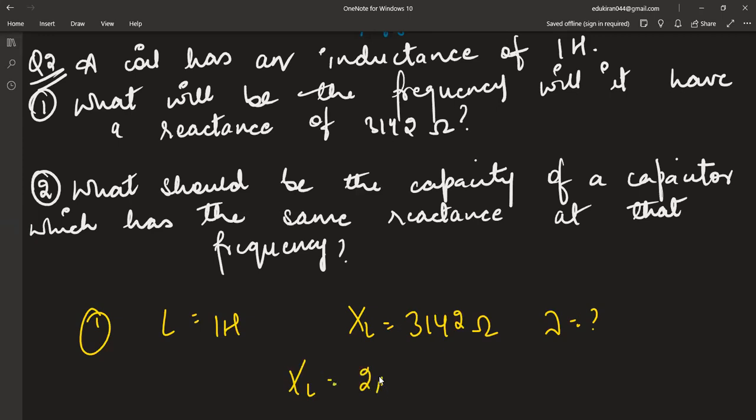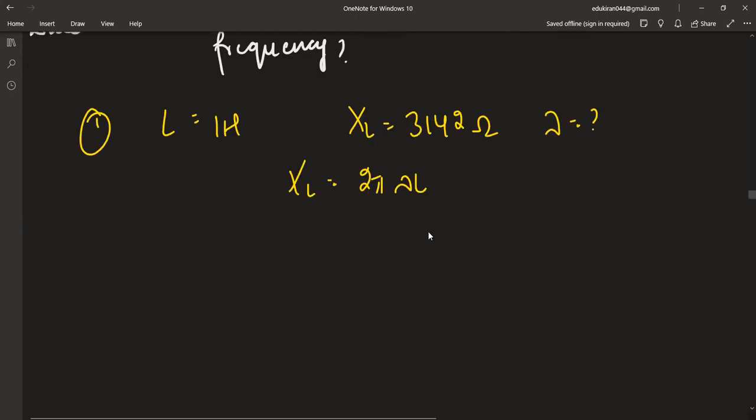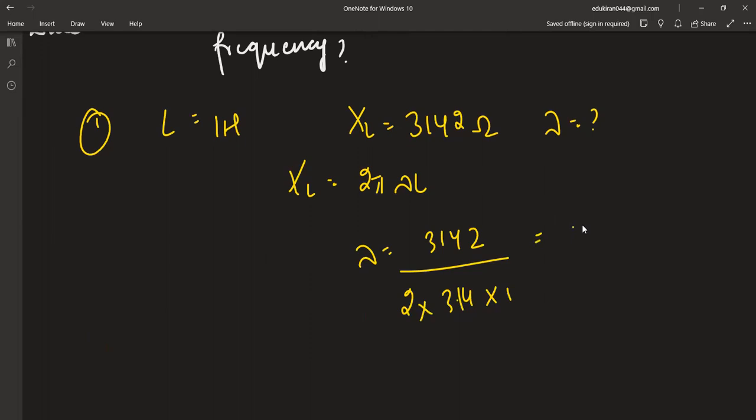XL is equal to 2 pi nu L. So from here we have to find out the frequency. Frequency will be XL divided by 2 pi, that is 3142 divided by 2 into 3.14 into L, and L is 1. This you can solve. The answer will be 500.31 hertz. This also please cross check.